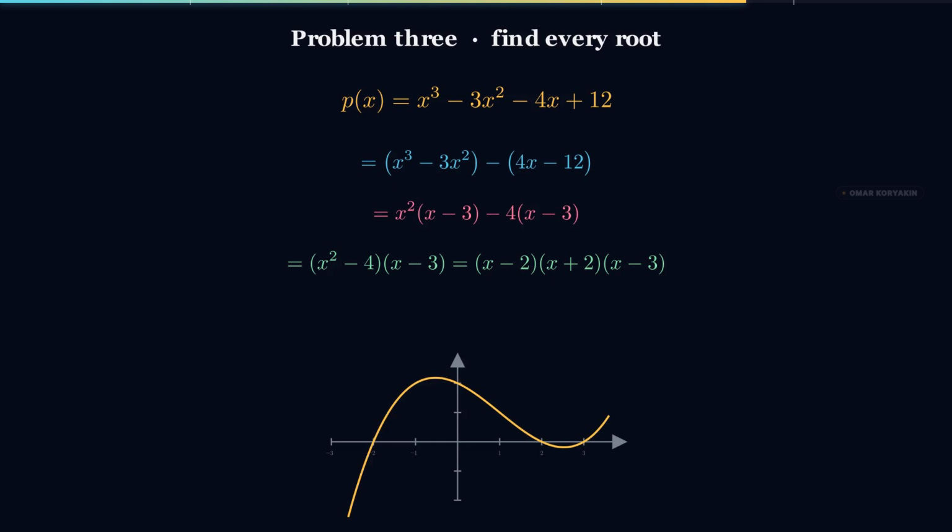The first factor is a difference of squares. It splits as x minus 2 times x plus 2. The factorization is now complete. 3 linear factors give 3 roots. X equals 2, x equals negative 2, and x equals 3. 3 dots glow on the curve at exactly those x values, right where the curve was crossing the axis from the start. Section 7 complete.